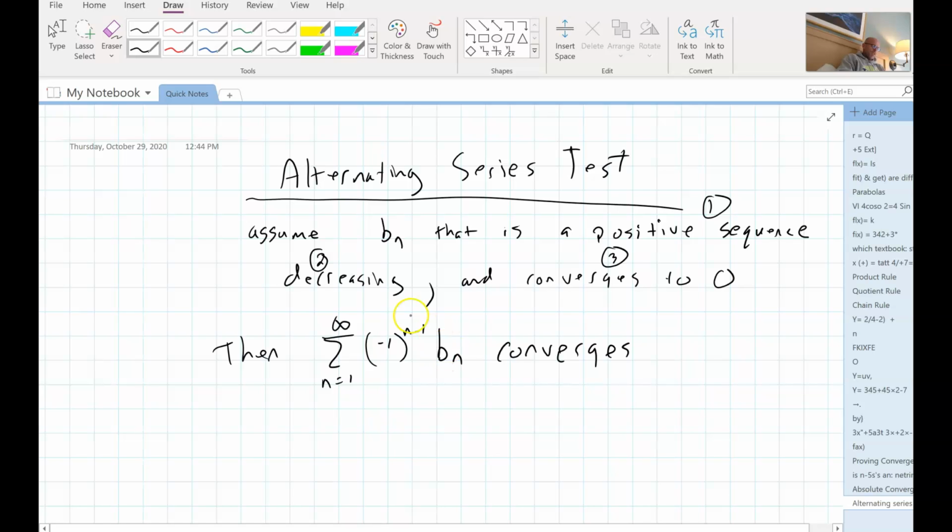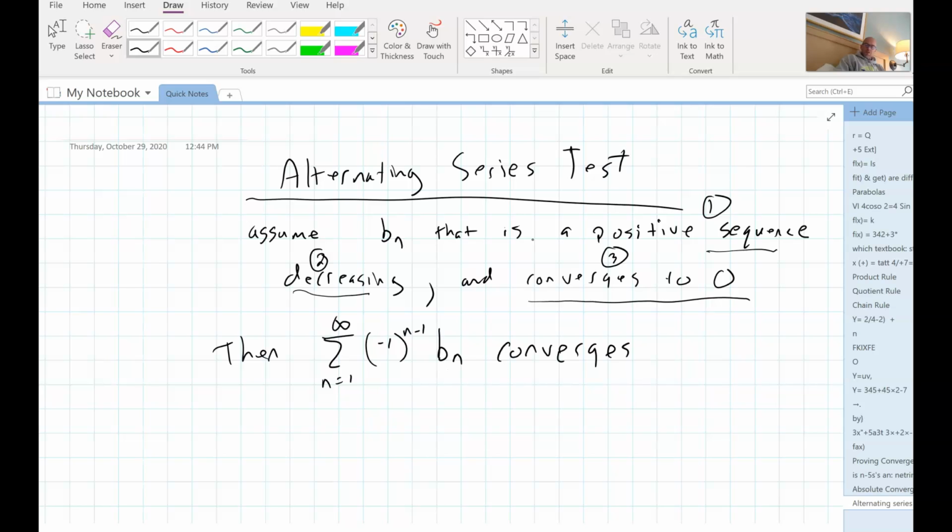So you can see what we're doing. If we're going to take some alternating series, we're essentially going to eliminate the part that makes it alternating. So we're left with a positive sequence. Then we have to show that that sequence is decreasing, and that it converges to zero. Notice those are not the same thing. You could be decreasing but not converging to zero, and you could converge to zero without being decreasing. So you do have to show both pieces there.